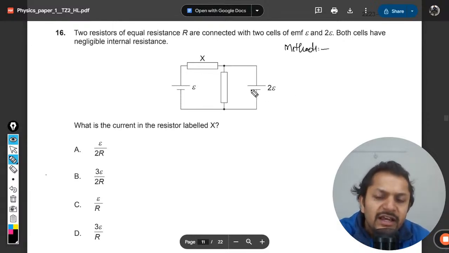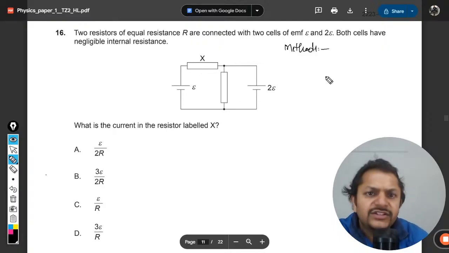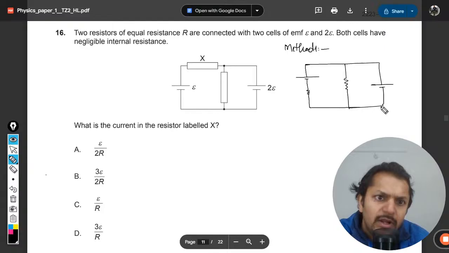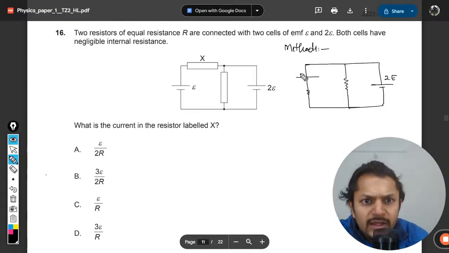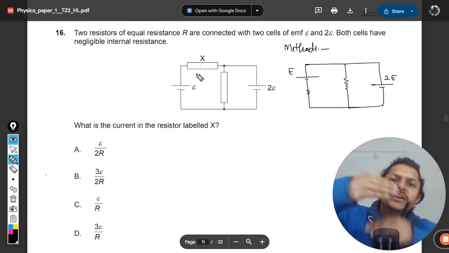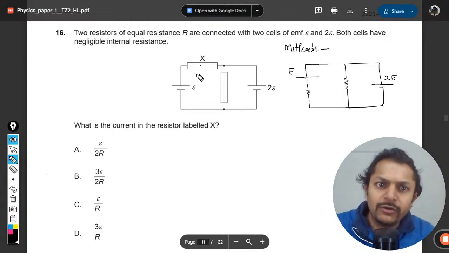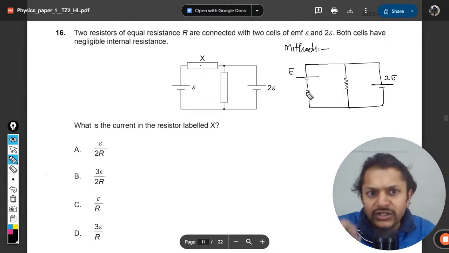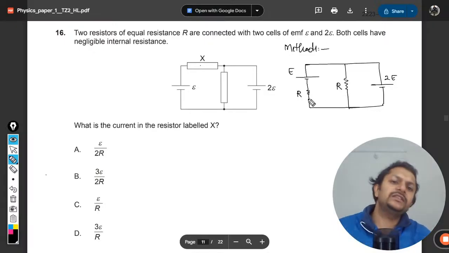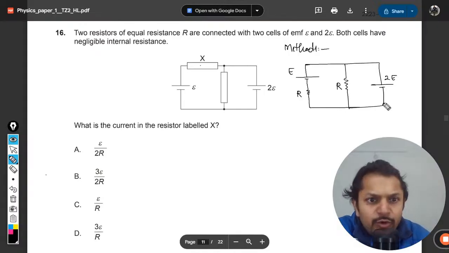Now, what is happening here is we can rearrange the circuit like this. Clearly, this is 2E, this is E. This and this are in series, so it doesn't matter, we can change the order of these two components. I have taken that resistance to the other side so that it becomes more relatable and understandable. It is like this.